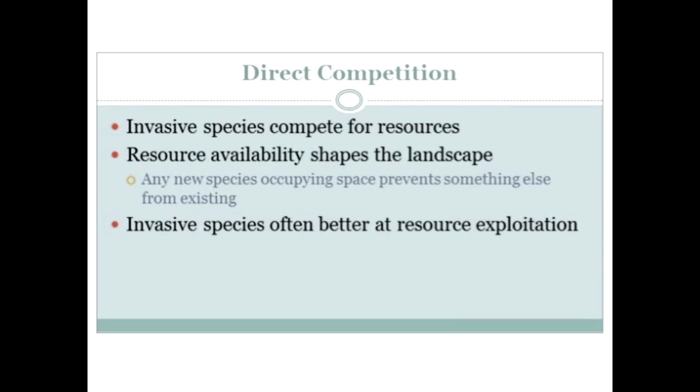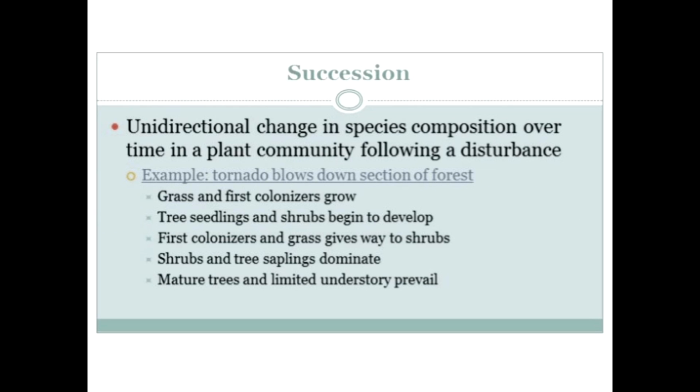All right, and so direct competition. Invasive species are competing with resources along with the natives. Resource availability is ultimately what shapes the landscape. You can think about this is why deserts don't have a lot of green plants on them. If you have any new species occupying space, it prevents something else from existing in that space. It's the simplest way to think about it. Invasive species are often better at resource exploitation, and that's the reason why they become invasive.